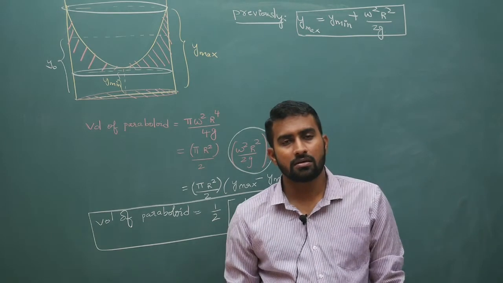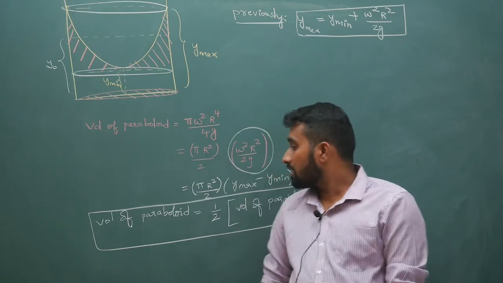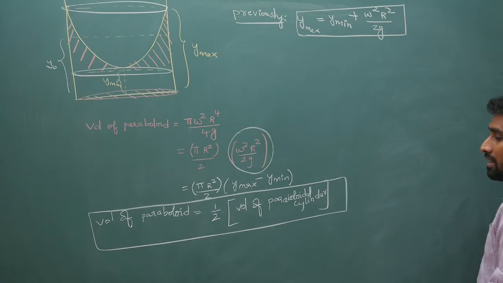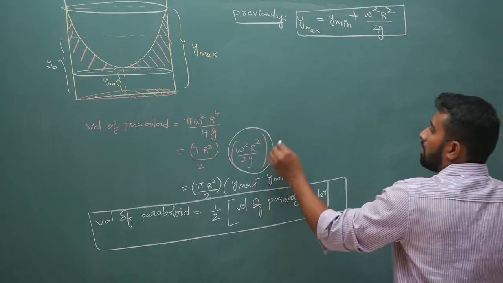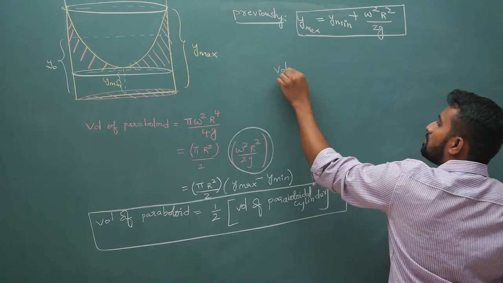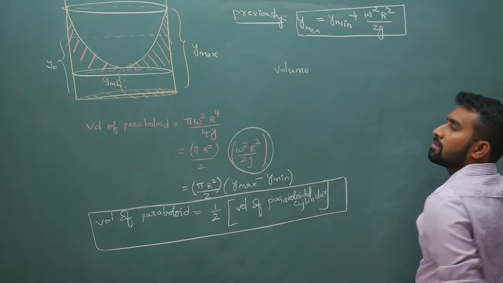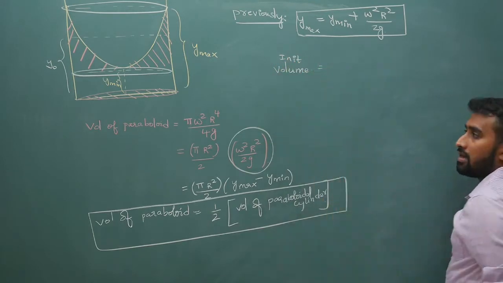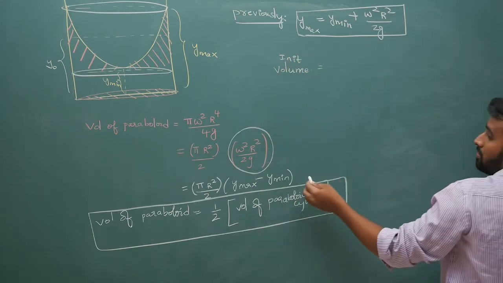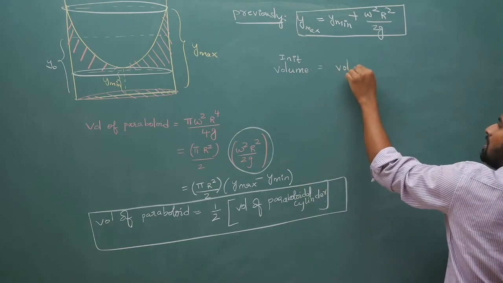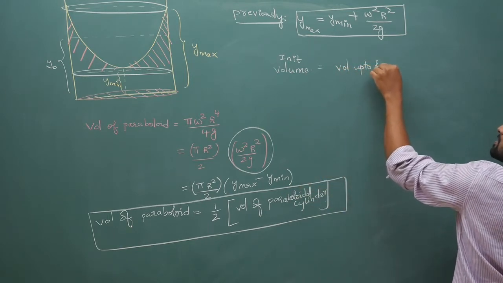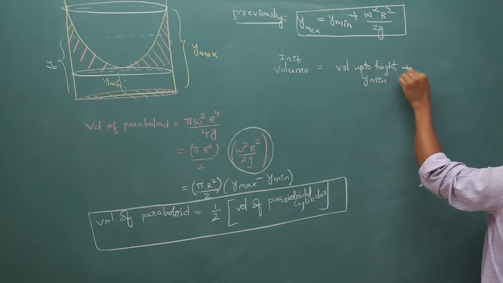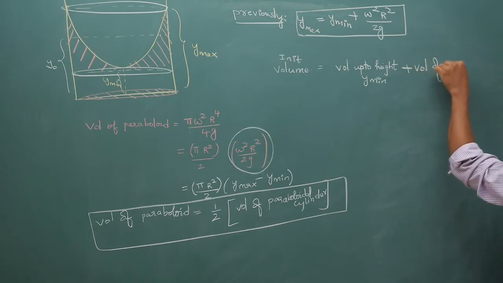Now hope there are no doubts, and you have understood everything. Now we will do some problems, don't worry. Next, another important part is, initial volume is volume up to height y min plus volume of paraboloid.